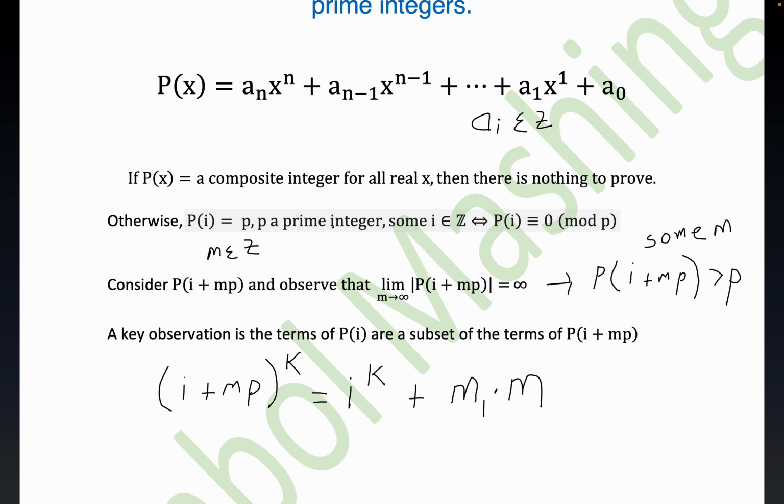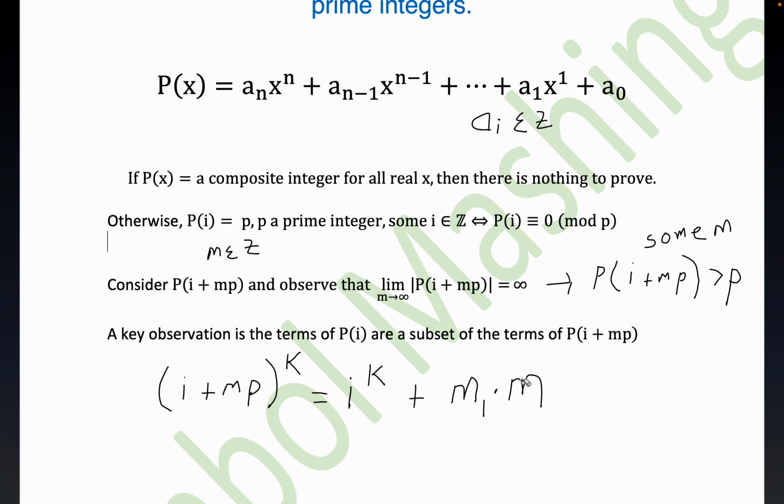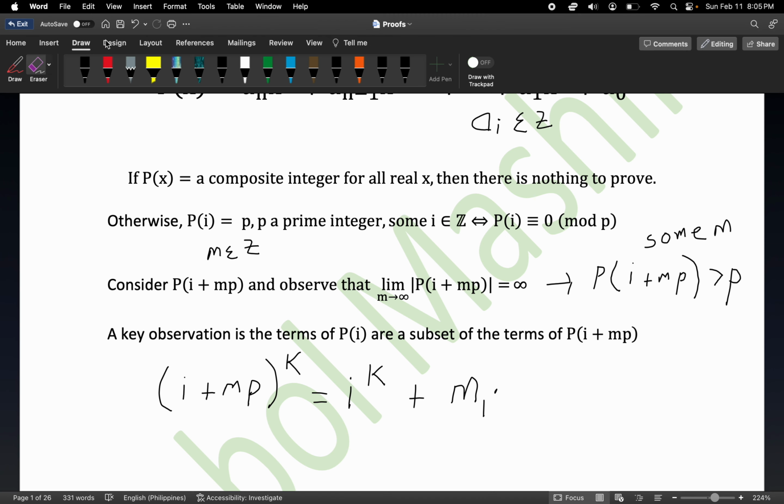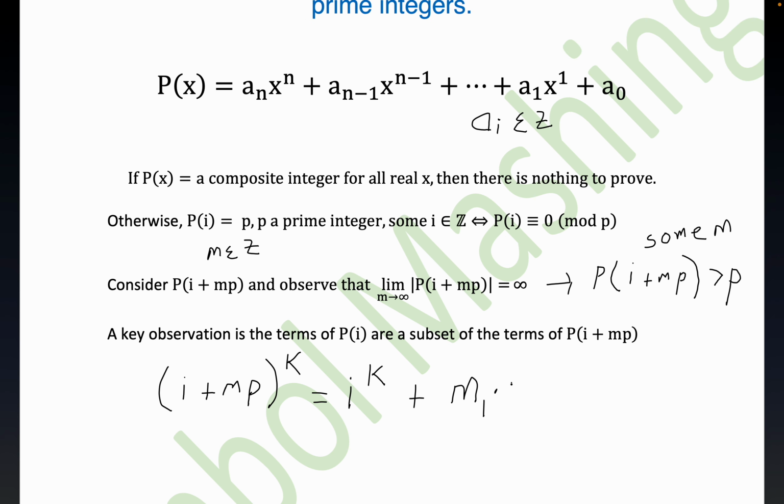a multiple of p. Okay, I said that wrong. That should be m sub 1 times some multiple of p. Sorry. Put multiple of p right here. My bad. Okay, some multiple of p, right?